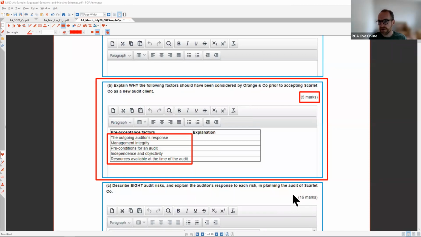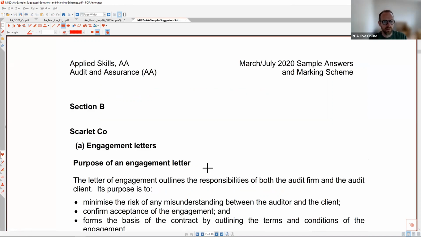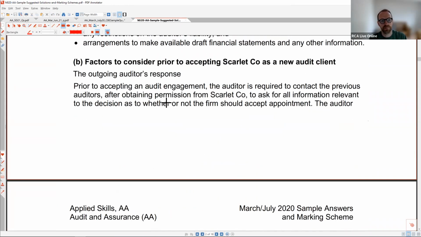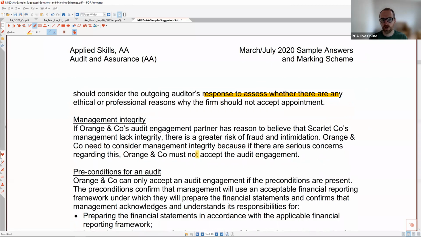So if we look at the answer, and I mean, this is just what we talked about. So for example, talk about engagement letter in just a second. Okay, factors to accept: the outgoing auditor's response. So just to take you through broadly what we were talking about, we need to contact the previous auditor and get all relevant information. And we should consider the response to see whether there's any reason we shouldn't accept it. So that's the key things you should have been saying here. So ask the outgoing auditor for a response about the client, ask for any reasons you shouldn't accept it. And if they say anything, well, then we can't accept it. But don't go on any more than that. It's only 1 mark. Got to go on to the next one.